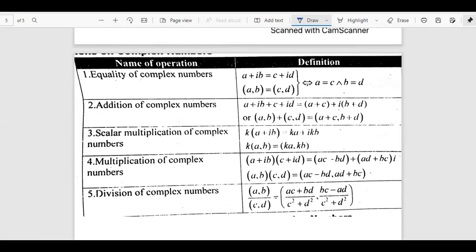So this is basically the final thing which you should know about complex numbers: equality of complex numbers. Whenever we say that two complex numbers are equal, they can only be equal when real part is equal to real part, that is a is equal to c, and when imaginary part is equal to imaginary part, when b is equal to d. Is this clear?